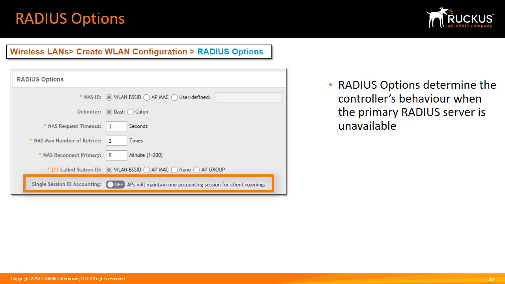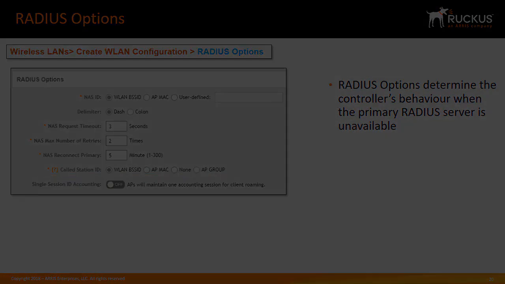Single session ID accounting feature is set on by default and allows the APs to maintain one accounting session for the client when roaming between APs. If the client roams from one AP to another, the accounting session ID and stats will be carried while roaming. If the feature is not enabled, the accounting session ID is regenerated and the stats are also reset.